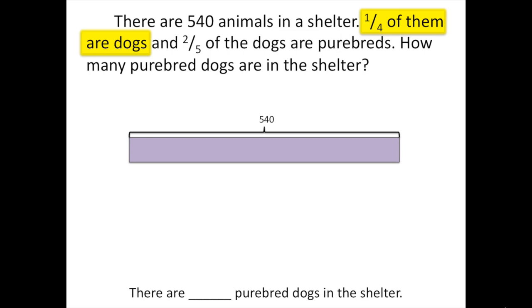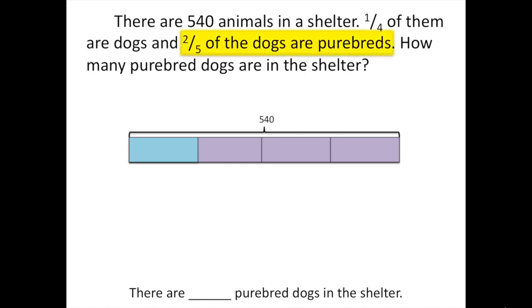Our denominator here is 4, which tells us the number of parts to break this bar up into. Since 1/4 of them are dogs, I'm going to split it up into 4 equal parts. I know that one of those parts, because 1 is in my numerator, will illustrate the number of dogs. So I've colored that in blue. You can shade it in on your paper so that you can see that that 1/4 is the one that we're looking at because that is going to illustrate the number of dogs.